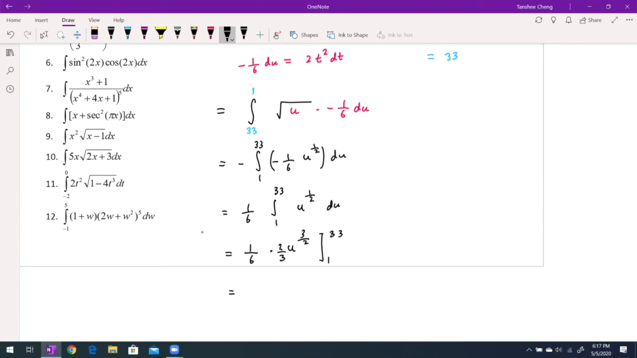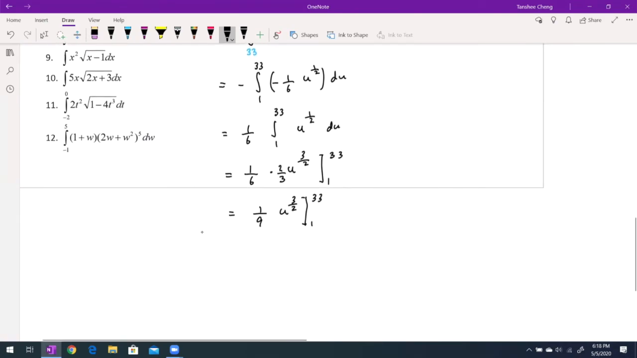Simplifying this a bit further, that will be 1/9 u to the 3/2, evaluating from 1 to 33. Because this limit is for u already, I don't need to change back to our original variable. Otherwise, you're going to have to do that. So this will become 1/9 times 33 to the 3/2 power minus 1 to the 3/2 power. And when you simplify this, that will become 1/9. And the square root of 33 is not a good number, so I'm going to leave my answer in this format.